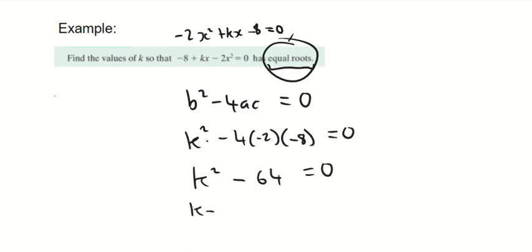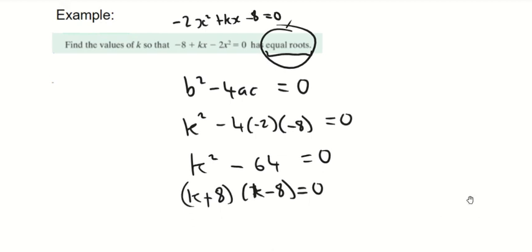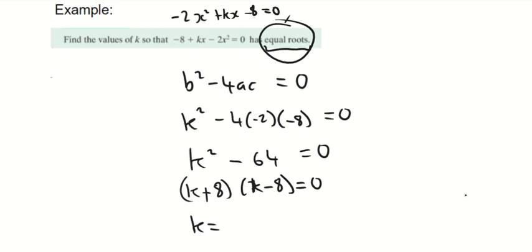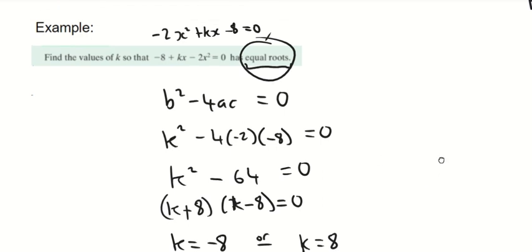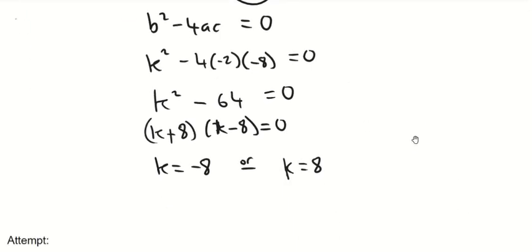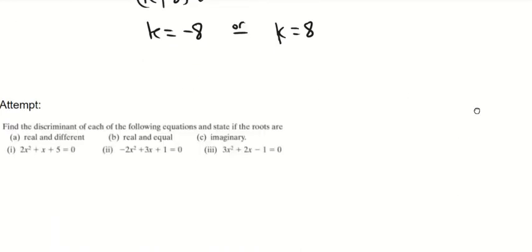So k plus 8, k minus 8 equal to 0. I'm just factorizing it by difference of 2 squares there. And then k is equal to minus 8, or k equal to 8. And that's it. So we've used the fact that it has equal roots to work out the value of k.